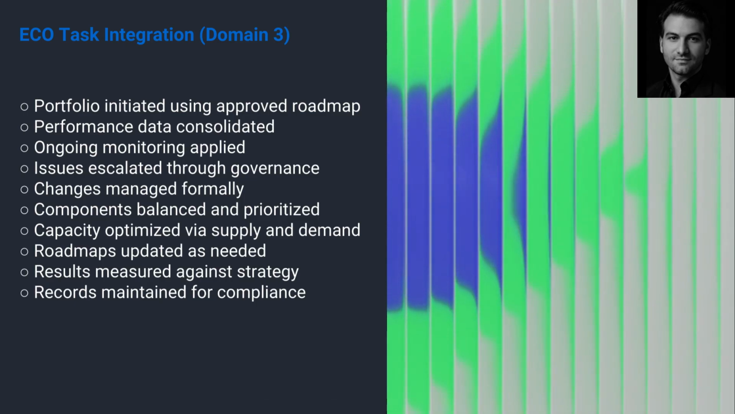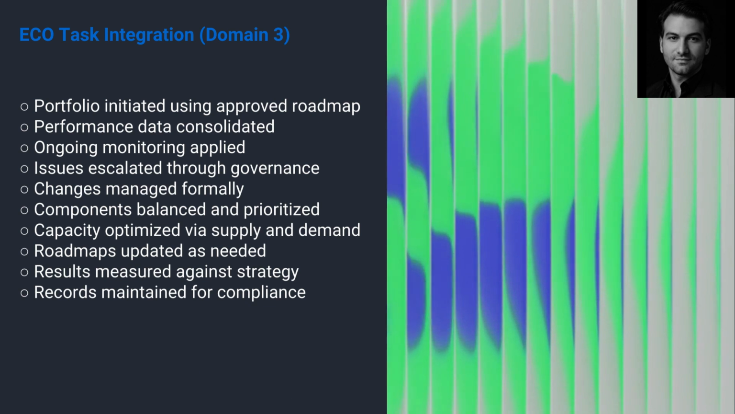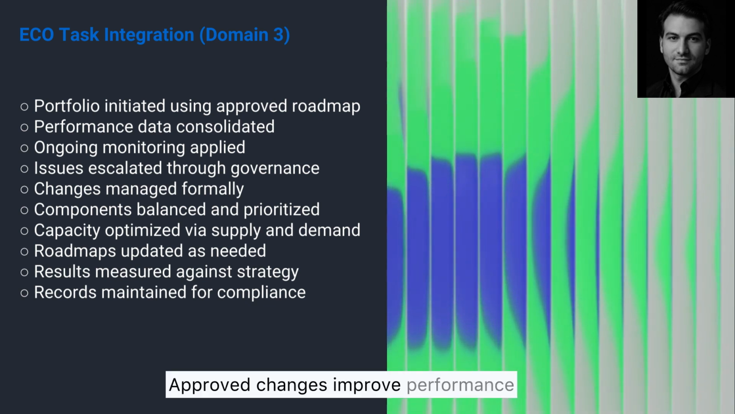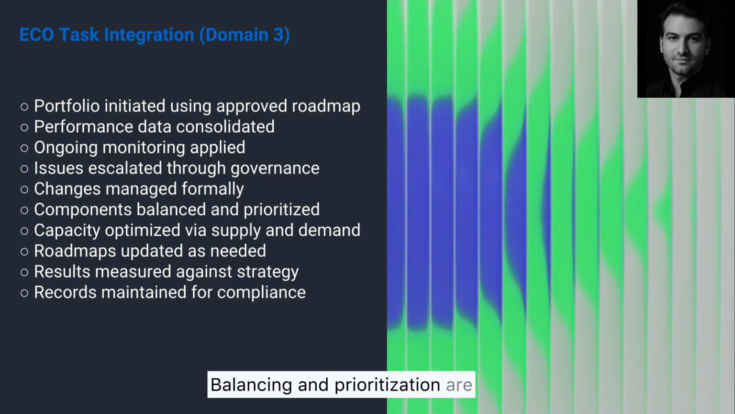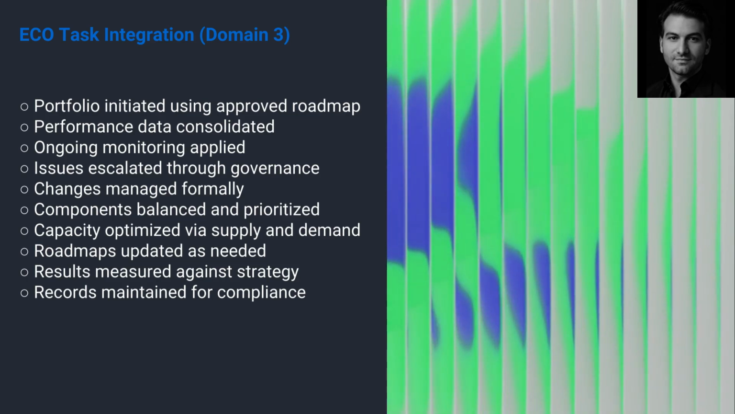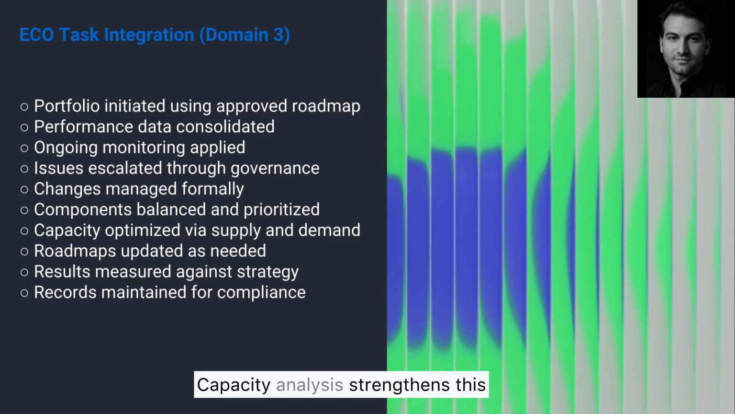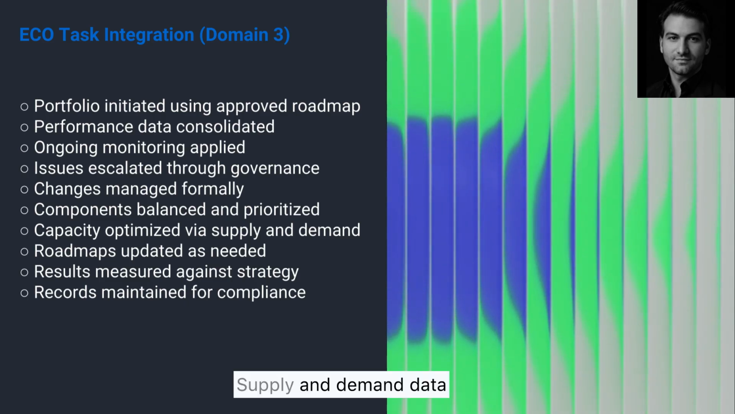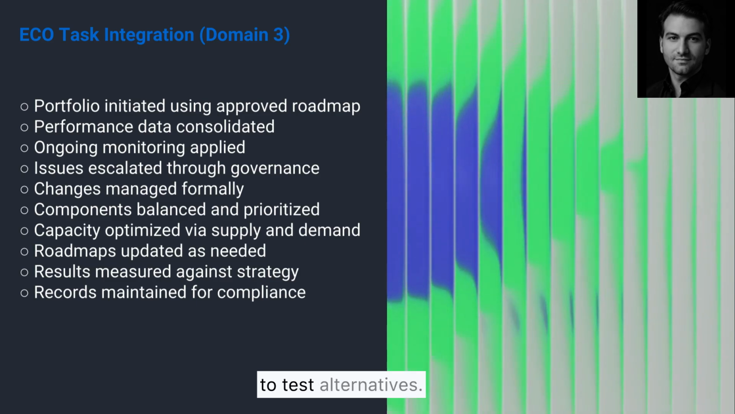Change management follows. Portfolio changes are evaluated holistically. Approved changes improve performance while preserving strategic intent. Balancing and prioritization are recurring activities. Components are compared using established criteria. Resources are shifted to optimize value delivery. Capacity analysis strengthens this process. Supply and demand data is reviewed. Scenario analysis is applied to test alternatives.